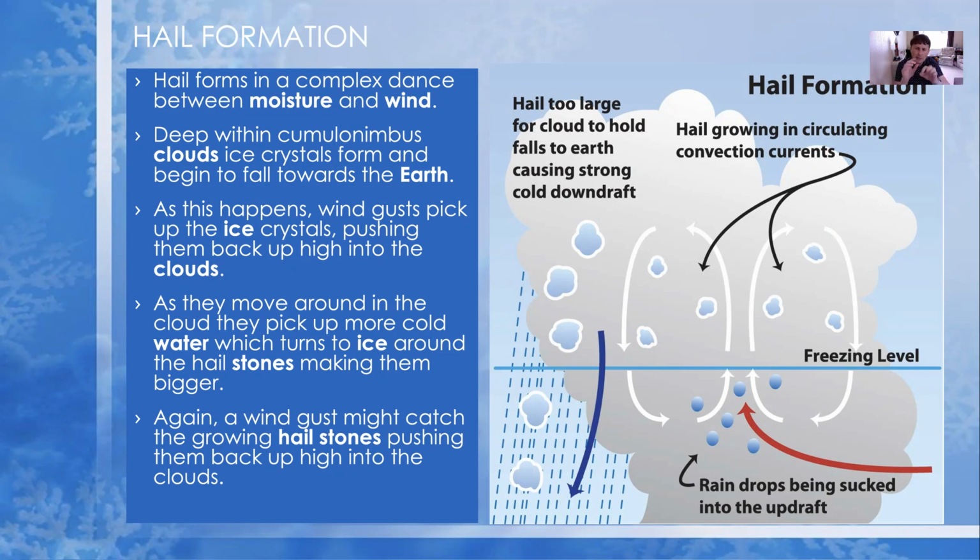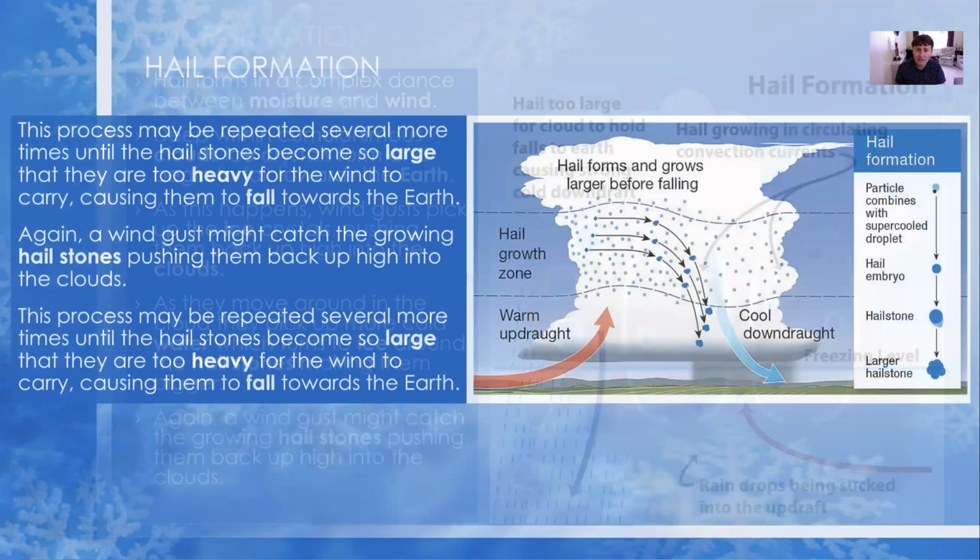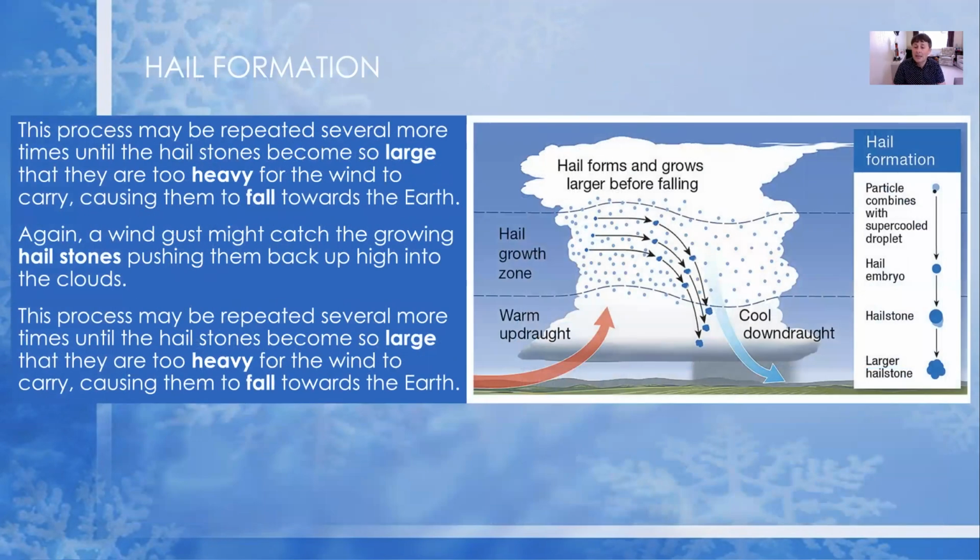And then they start to melt maybe a little bit, but then they get pulled up by another updraft, and then a new layer gets put on them. So they get larger and larger and larger. And this is pretty much what happens in here, pushing them very, very high up. This is repeated several more times until they become so heavy that they start to fall down to Earth as hail.